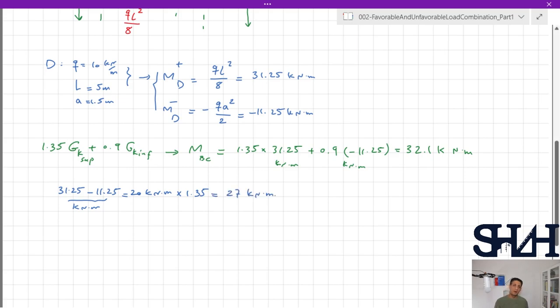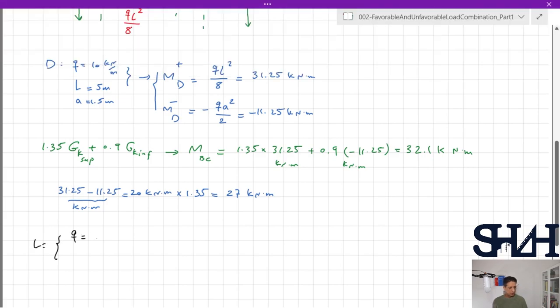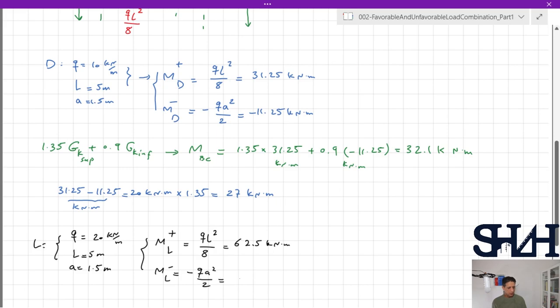Again, this is applied if your structure is very sensitive to permanent action. For the live load, Q is 20 kilonewton per meter, length 5 meters, and A is 1.5 meters. M live positive will be QL squared divided by 8, and it will be 62.5 kilonewton meter, and M live negative will be minus QA squared divided by 2, and it will be minus 22.5 kilonewton meter.